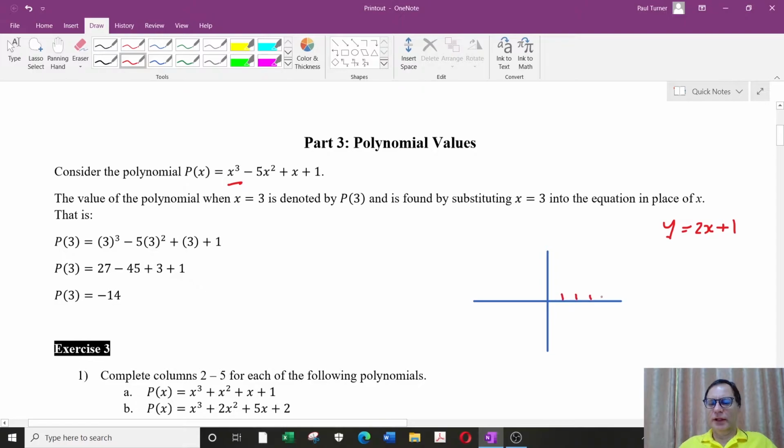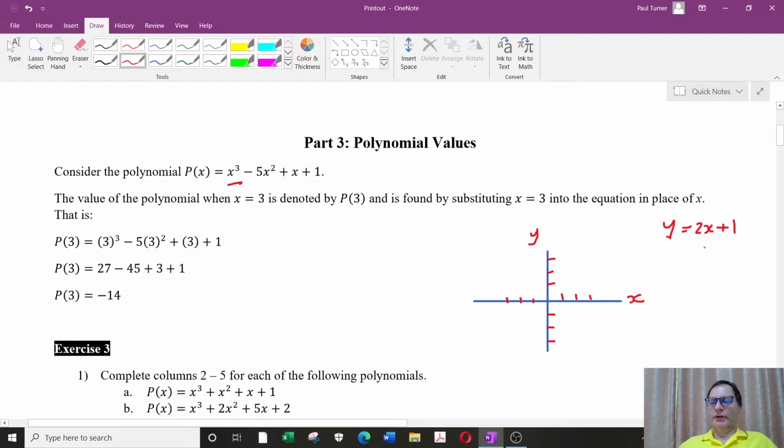1, 2, 3, 1, 2, 3, up. -1, -2, -3, -1, -2, -3, like that. So if you recall, this is the x-axis, and this is the y-axis here. And it's always like that. We never swap x and y when we're doing standard questions.